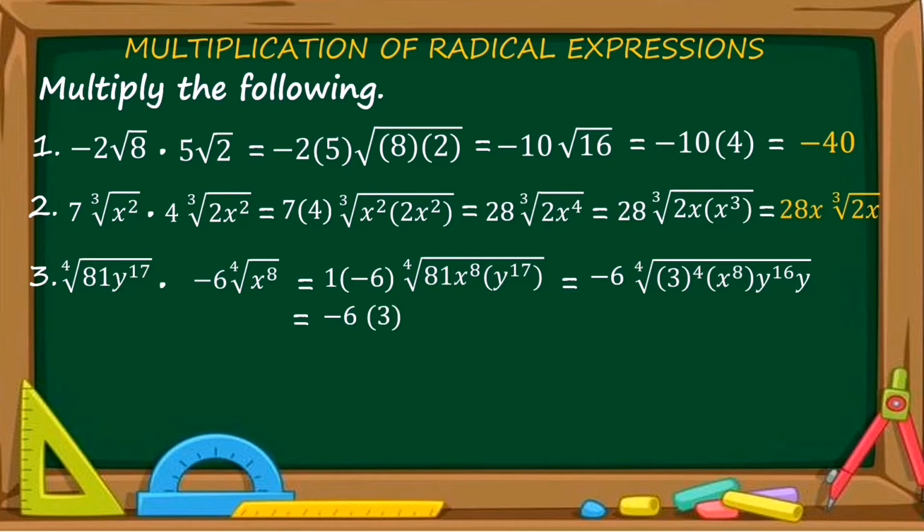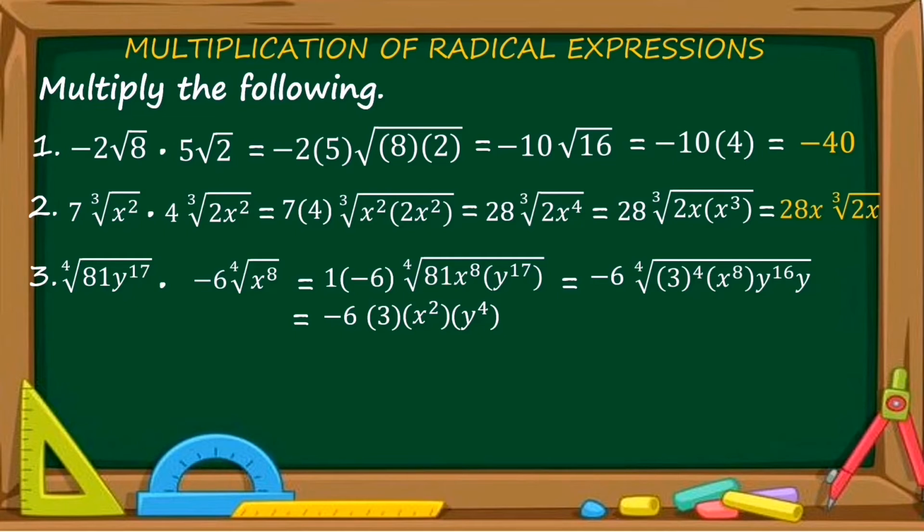The fourth root of x raised to 8 is equal to x raised to 2 because when we divide the exponent of x, which is 8, by the index 4, it will give us 2 as the exponent. And then the fourth root of y raised to 16 is equal to y raised to 4, because when we divide the exponent of y, which is 16, by the index 4, it will give us 4 as the exponent of y.